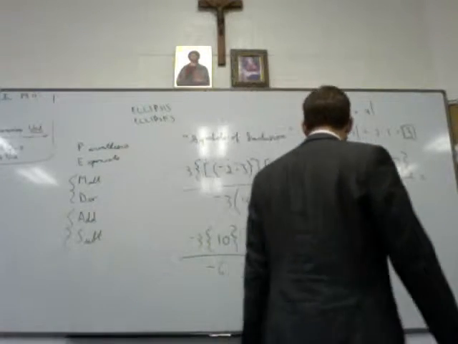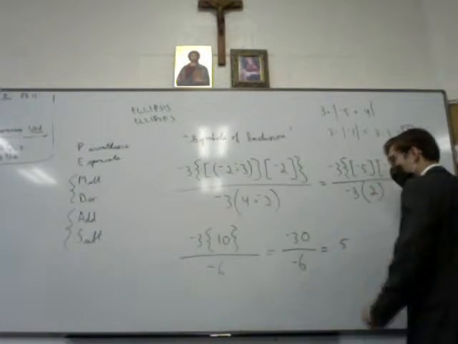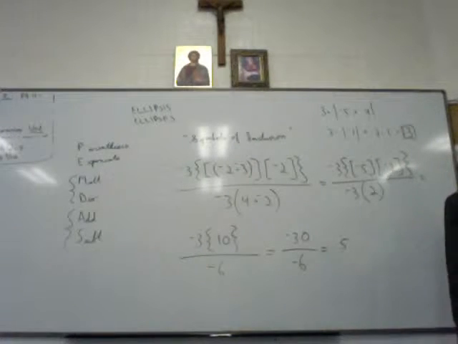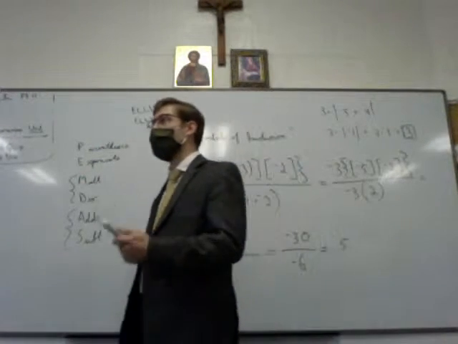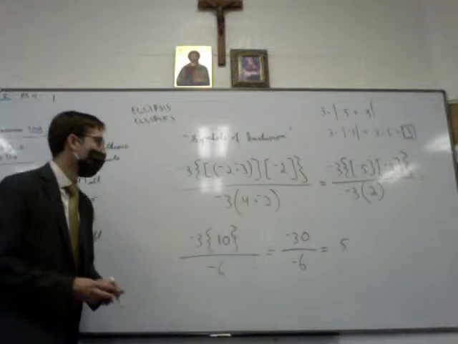5. Why does it simplify to 5? Because the negative divided by negative. So a negative divided by a negative gives us a positive, and 30 divided by 6 gives us 5. So it all simplifies to 5.